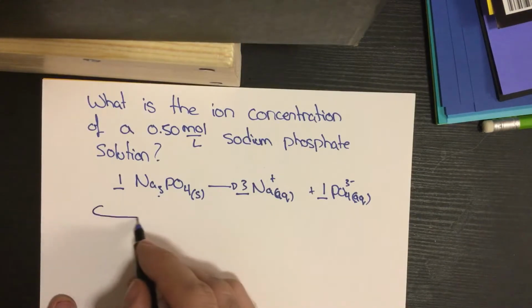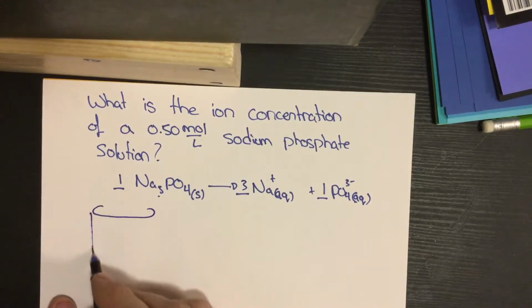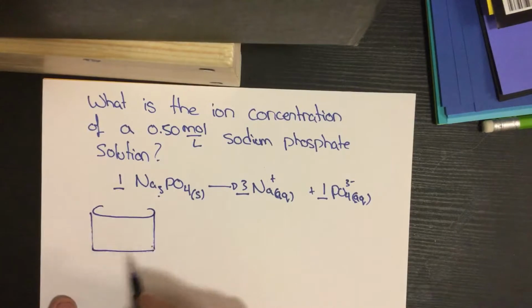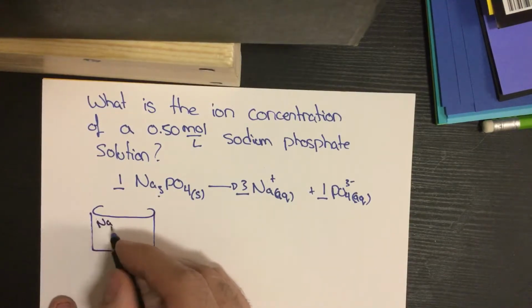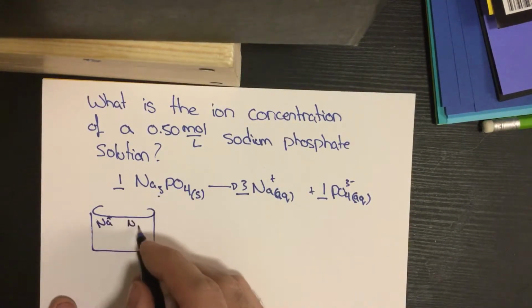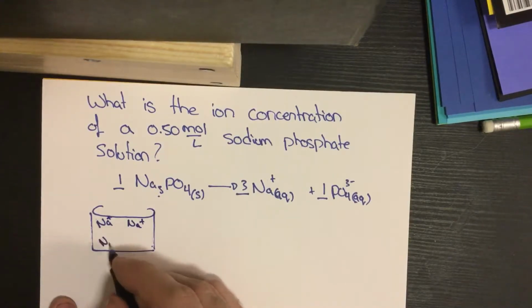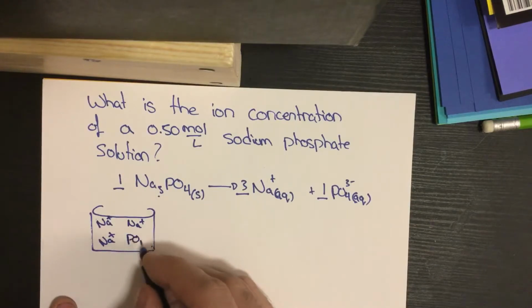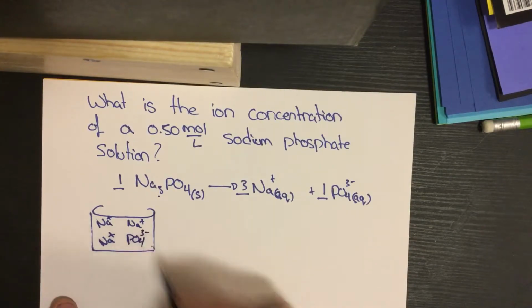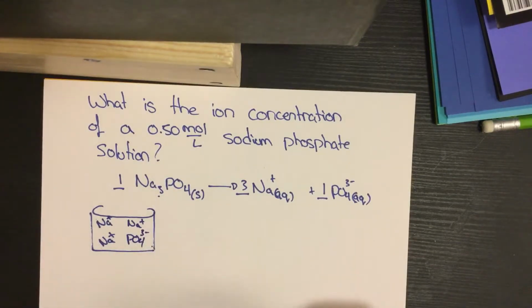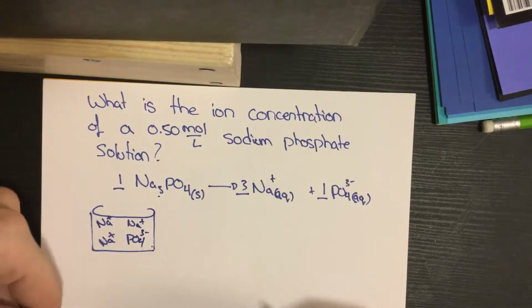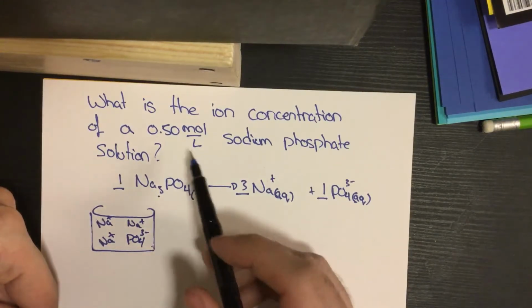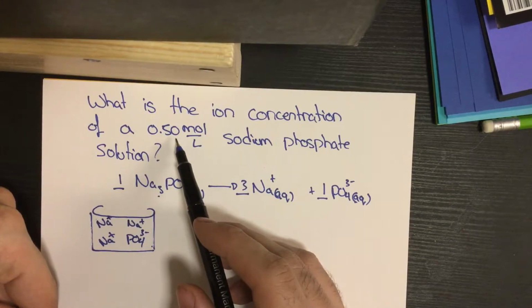Looking at this visually, we can imagine dropping our sodium phosphate into a beaker. And for every time we drop 1 sodium phosphate in, I will get 3 sodium cations and 1 phosphate anion. Thinking about this mathematically, we can develop a ratio. And that's what we're going to use to calculate our concentration.